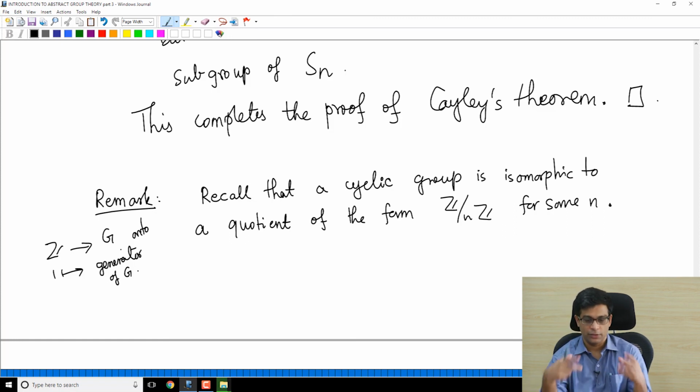Cayley's theorem does the same. It relates, in fact, now an arbitrary group, any group, right? Any finite group, not just a cyclic group, can be put inside Sn. Think of it like this: it is isomorphic to a subgroup of Sn. So that means you can put it inside Sn.